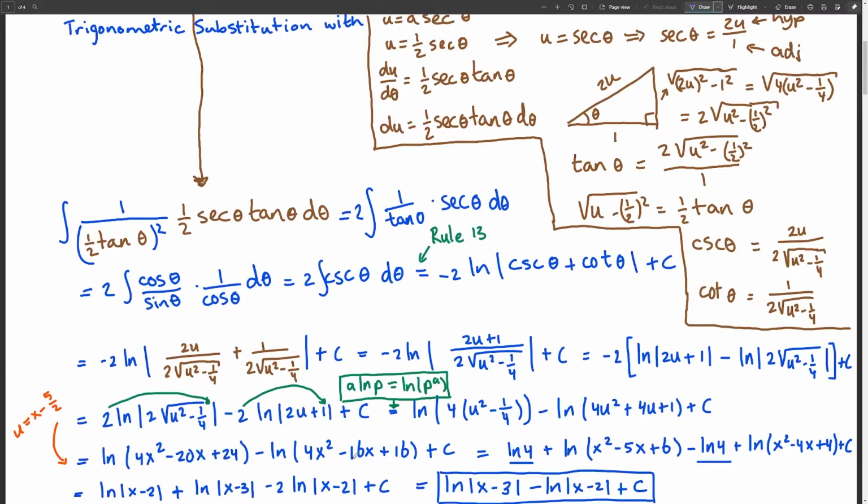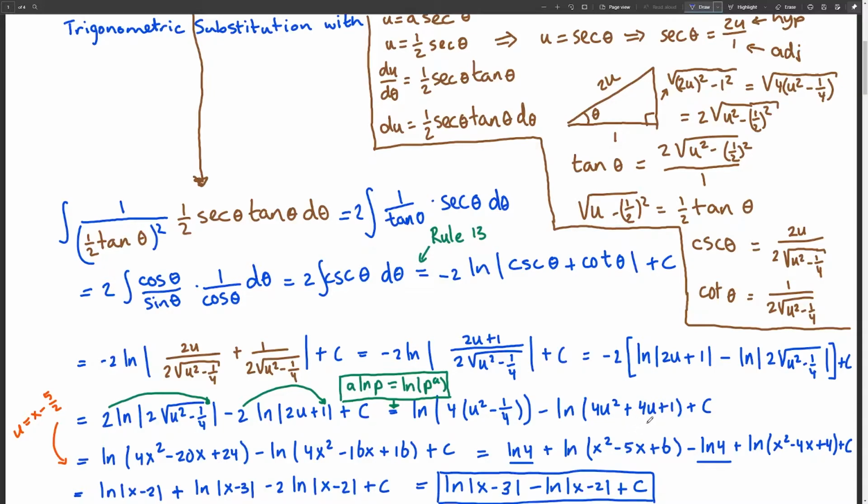Now what you note is that on the inside of both natural logs, we can factor out a factor of 4. Now, if you take out that 4 in a multiplication by rules of logarithms, that becomes an addition. So we have ln of 4 plus ln of x squared minus 5x plus 6. And then for the second part, we have a minus ln of 4, and then a minus ln of x squared minus 4x plus 4.